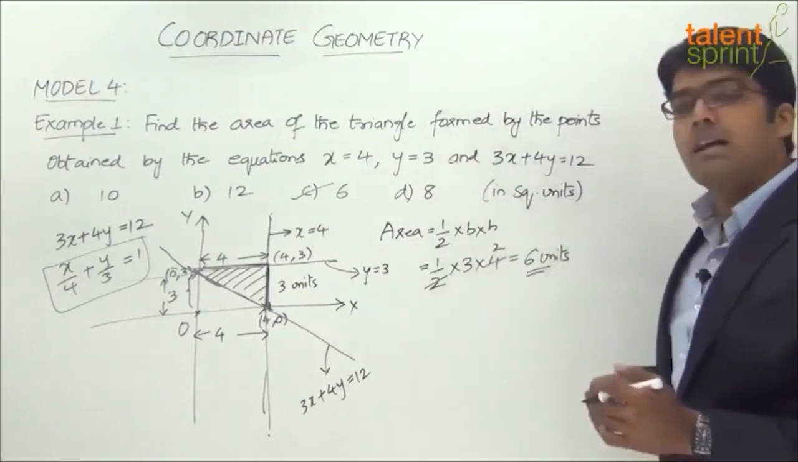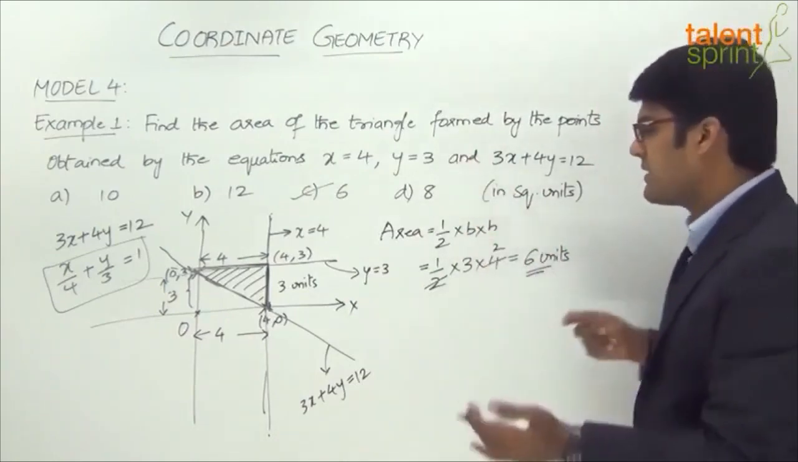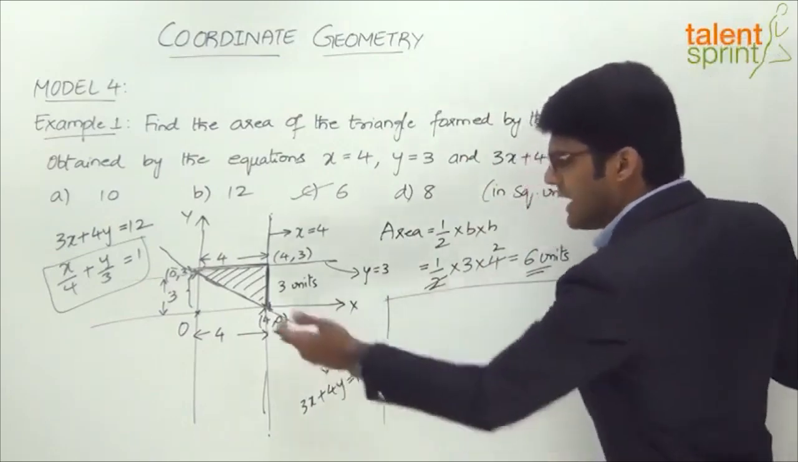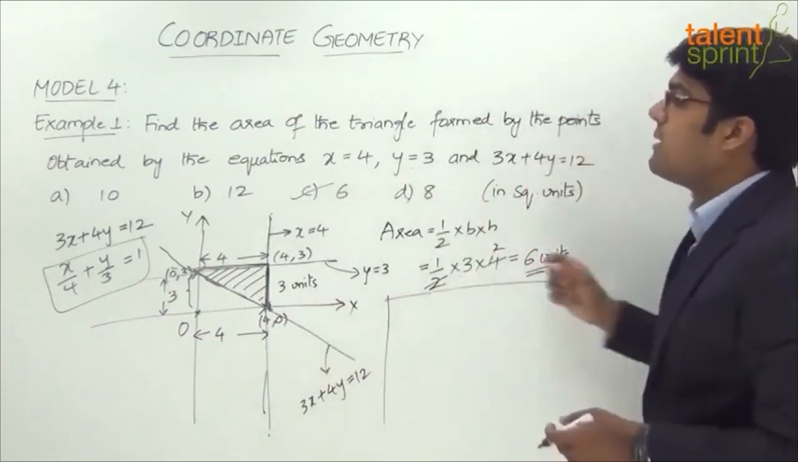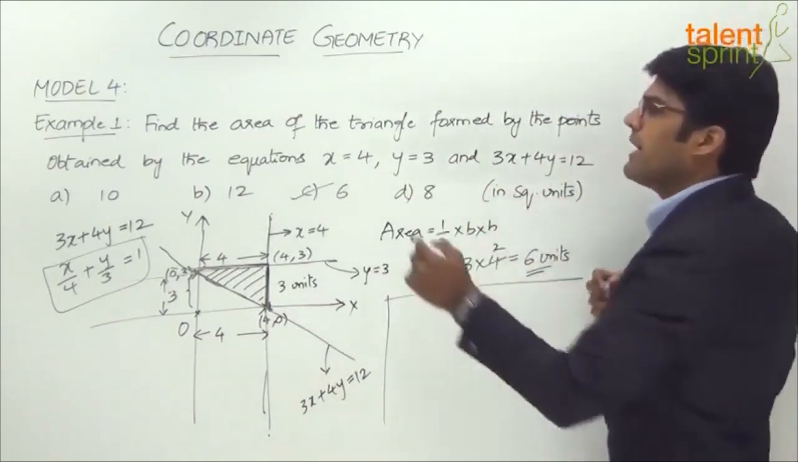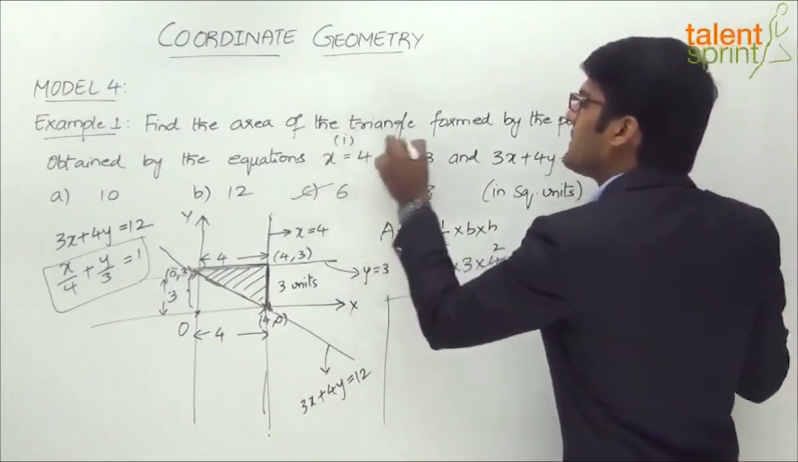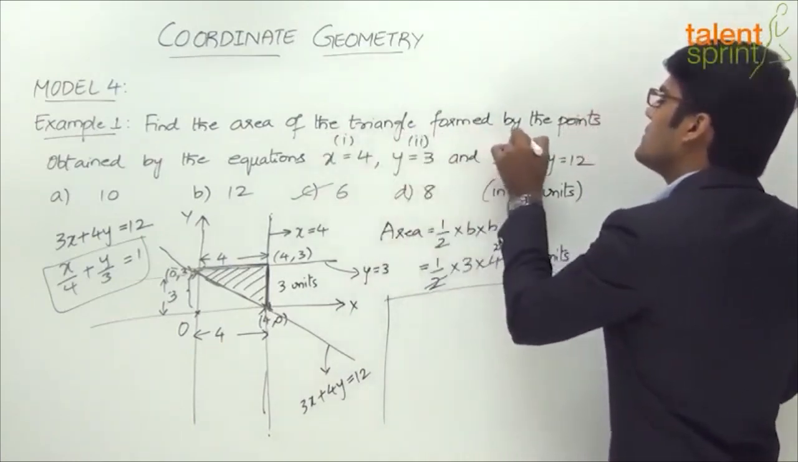Let's solve this question in the other way as well, the regular method. If three equations are given, how do we do it? Anyway, we know the answer is 6 units, which is option C. But let's see how we solve the three equations. Now, this is our equation 1, this is equation 2 and equation 3.